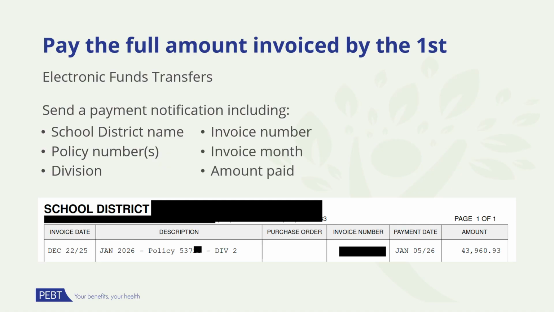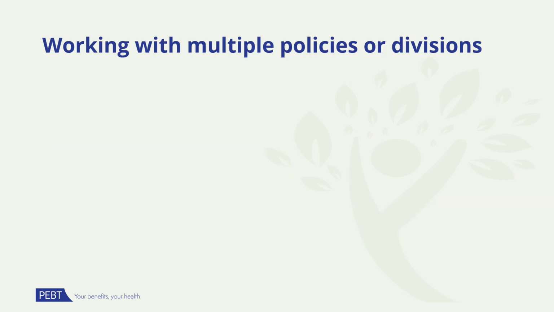Payment is due by the 1st of each month. For example, the payment for April is due April 1st. PEBT reviews payments monthly and will contact the district if there is a missing payment or a payment that doesn't match the amount due. If you have more than one policy or division under the PEBT, there will be a separate invoice for each, and you'll need to download each of these separately.